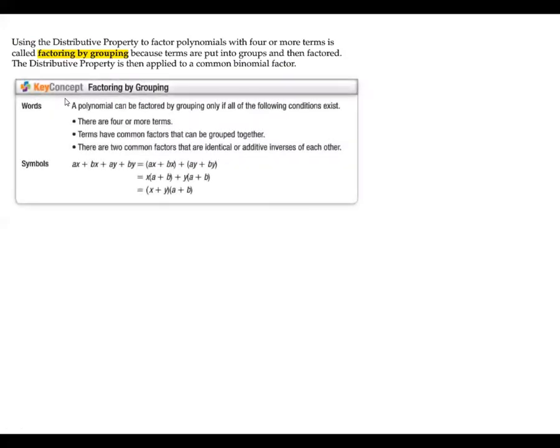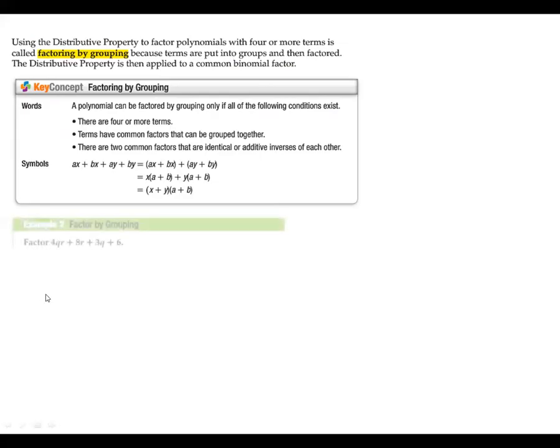All right, using the distributive property to factor polynomials with 4 or more terms is called factor by grouping, because terms are put into groups and then factored. The distributive property is then applied to a common binomial factor. What does all that mean? So this gets a little complicated. I mean, you could pause the video and read through it if you want. But basically the idea is there are 4 or more terms, and not all of the terms might have common factors, but you can group sets of 2 of them together that have common factors.